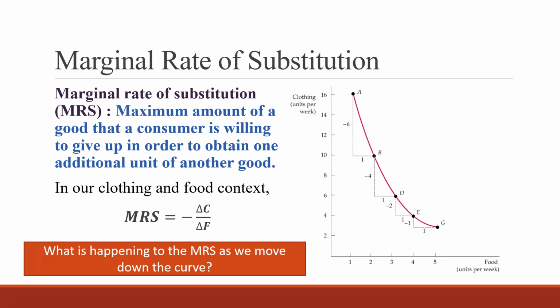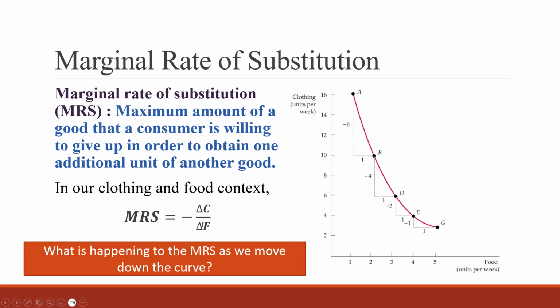The answer is marginal rate of substitution is positive, even though there is a negative sign here. Okay, so first let's look at delta C over delta F. What's the meaning of it? Delta C stands for the quantity. So C is the vertical axis, F is the horizontal axis.